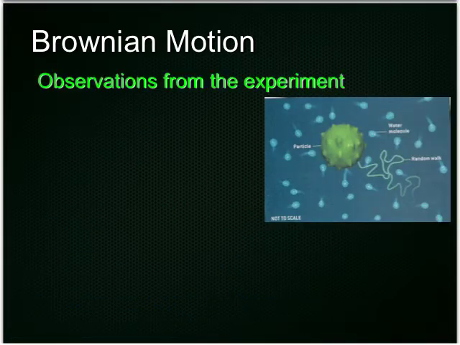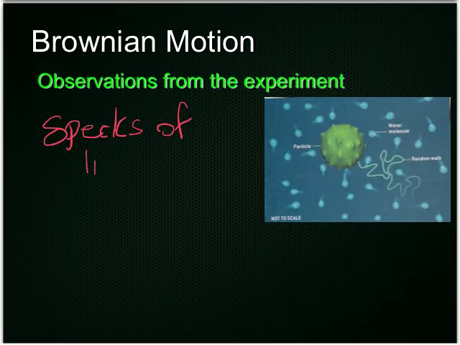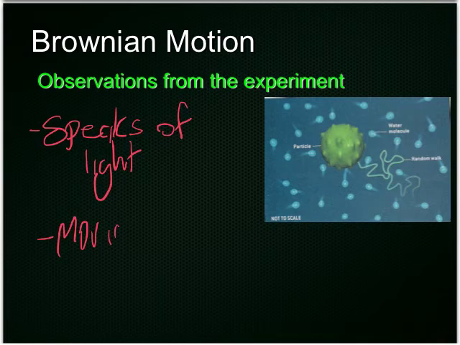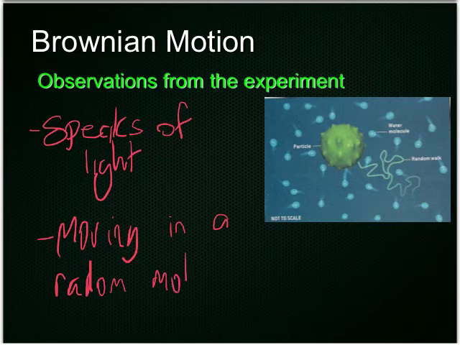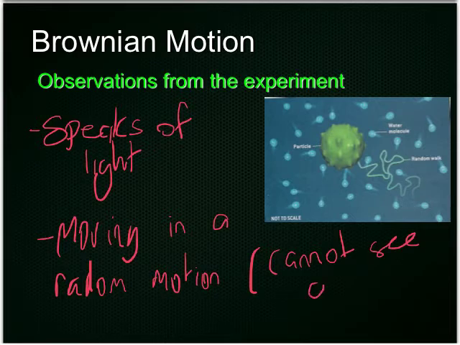So what are the observations? So we have specks of light. The smoke particles are too small to see, so we see the specks of light of the smoke particles. They are moving in a random motion. Now, very important is you cannot see air. Okay.